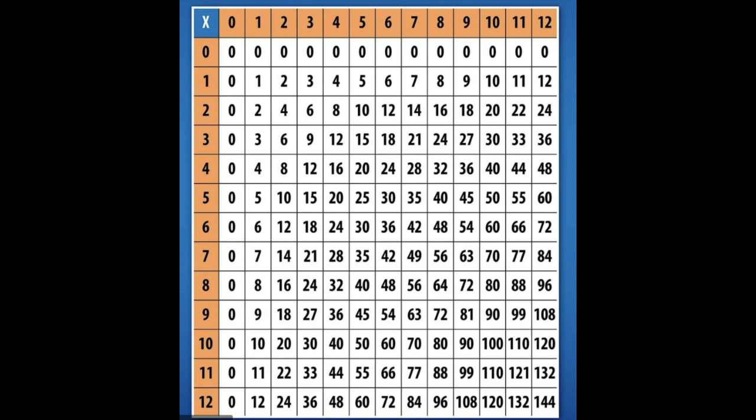For 11, there's also a really easy pattern. It's just that number twice. So 11 times 2 is 22, 11 times 3 is 33, 11 times 4 is 44, and then 11 times 8 is 88. So you're just repeating that number twice when you multiply it by 11.